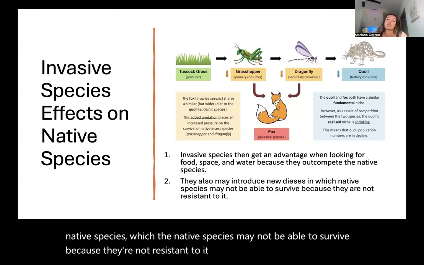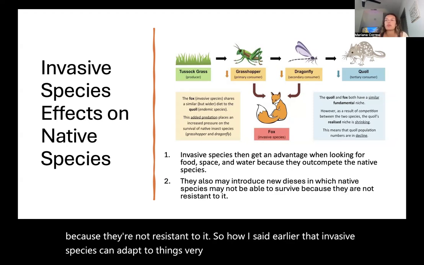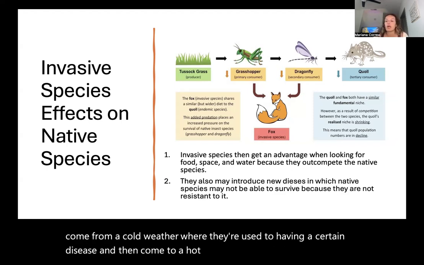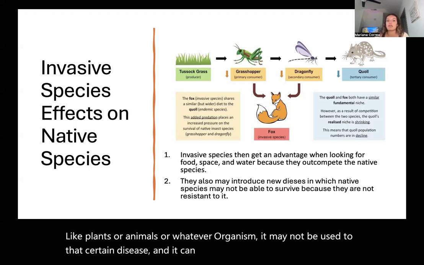As I said earlier, invasive species can adapt to things very quickly. For example, they can come from a cold weather where they're used to having a certain disease and then come to a hot weather where plants or animals or whatever organism it may be may not be used to that certain disease, and it can end up killing the species.